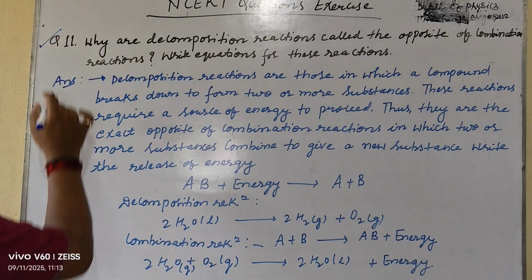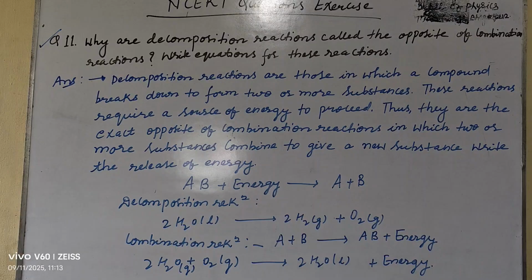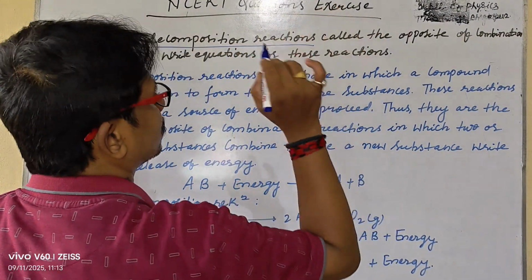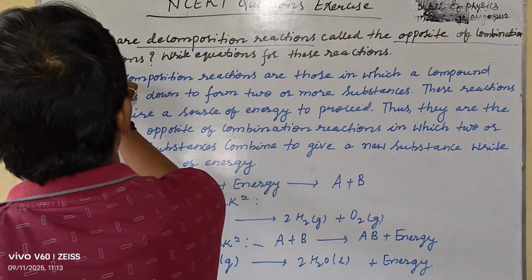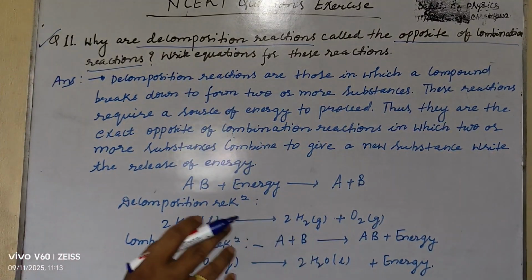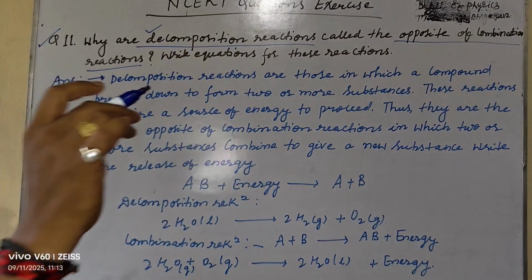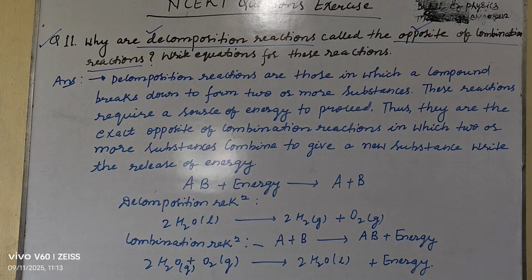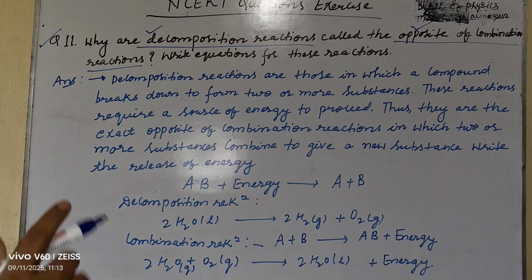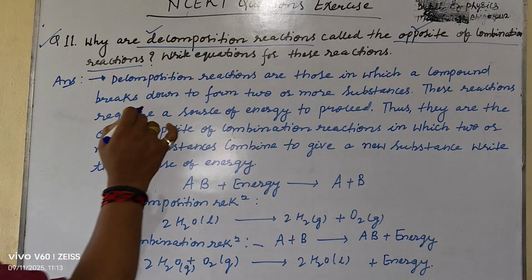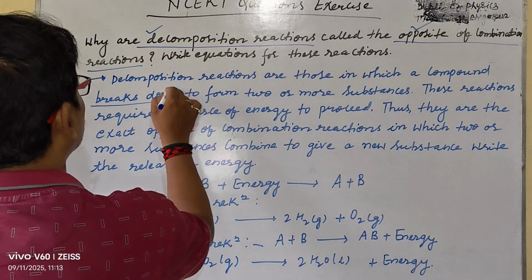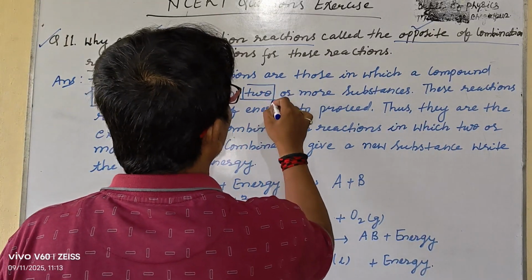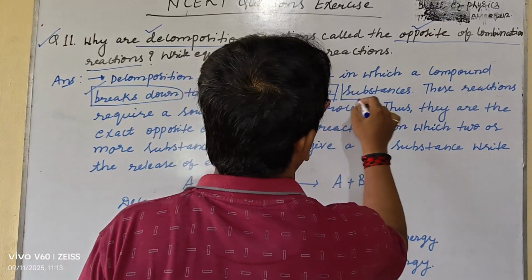Question number 11. Why are decomposition reactions called the opposite of combination reactions? It means decomposition reaction is the opposite of combination reaction. What is the reason? Decomposition reactions are those in which a compound breaks down to form two or more substances.